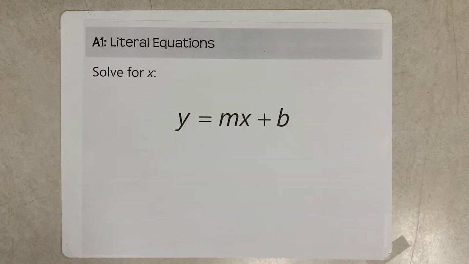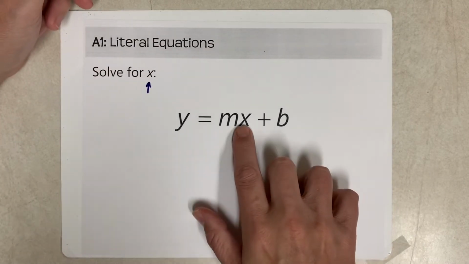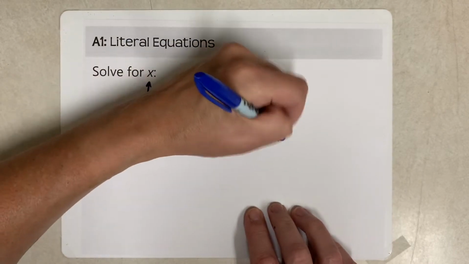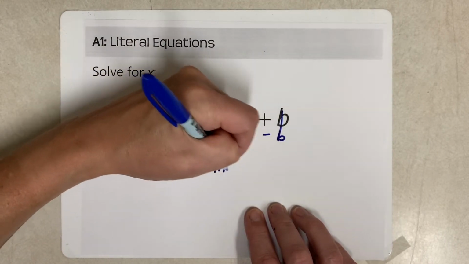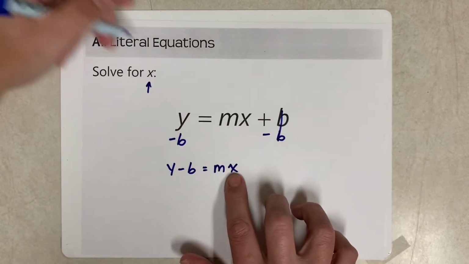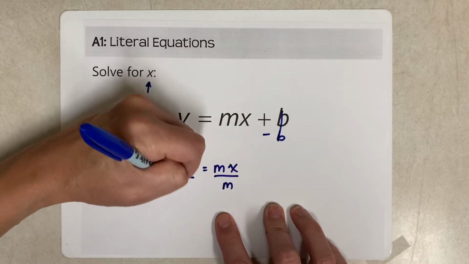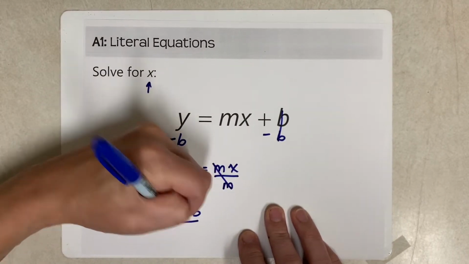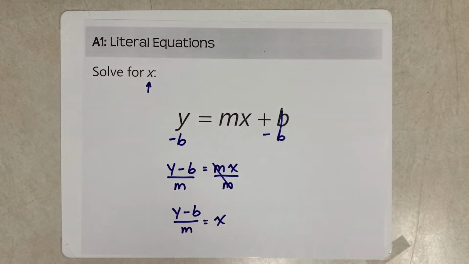All right, so here we have an equation. This is actually a linear equation that's in slope-intercept form, and they're asking us to solve for x. So we need to get rid of the constant first, that b. So y minus b is equal to m times x. Well, I need x by itself, so I got to get rid of the m on both sides. And so y minus b over m is equal to x, and now x is by itself.